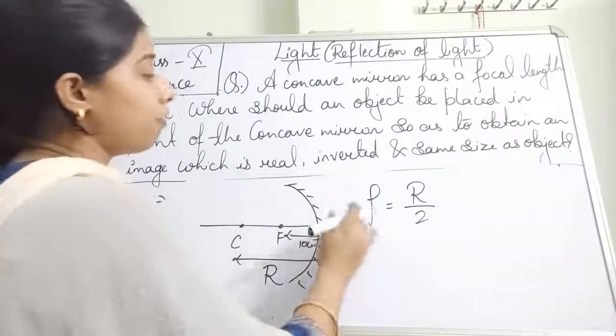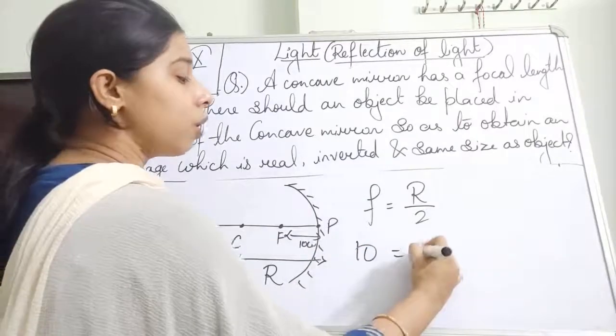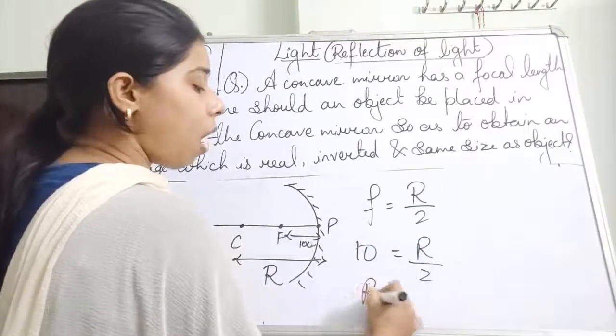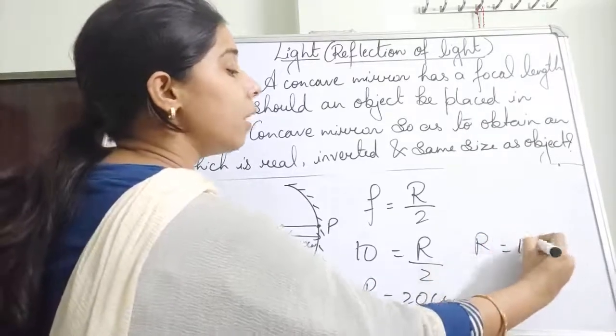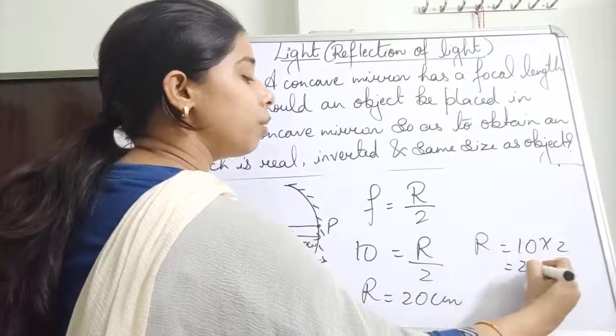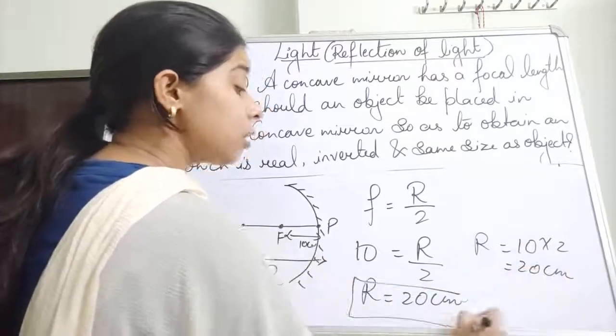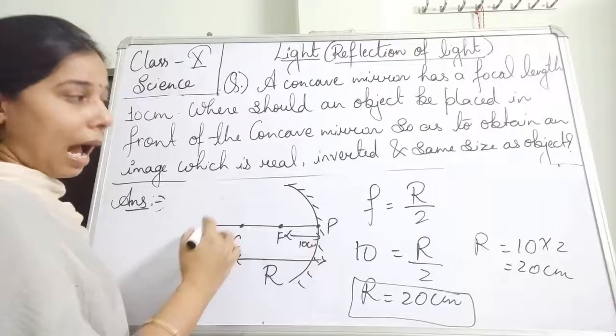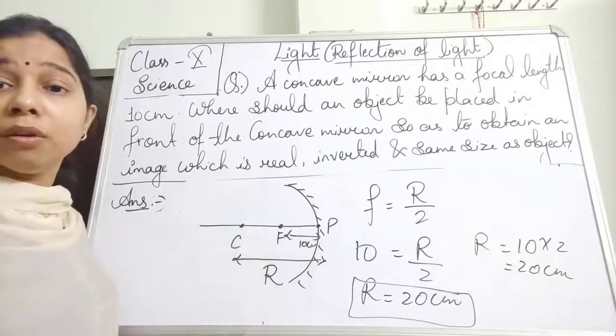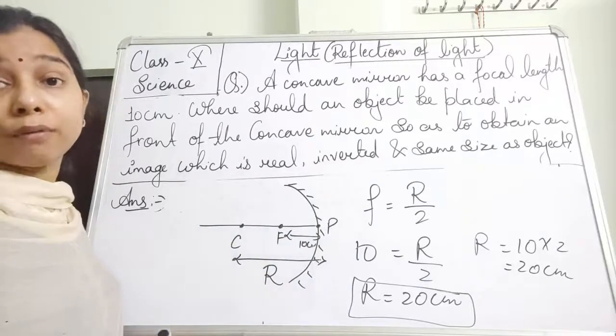Okay, so focal length is given, 10 is equal to r upon 2. So r will be equal to 20 centimeter. How does it come? R is equal to 10 into 2, that will be equal to 20 centimeter. So this 20 centimeter is the actual distance of the center of curvature from the pole, students.